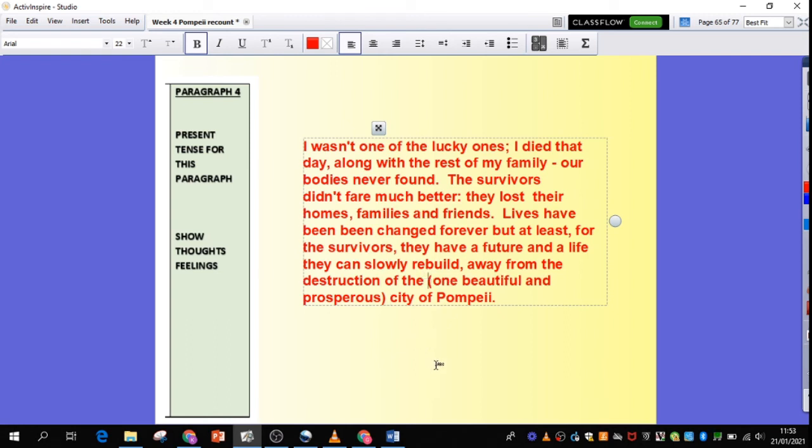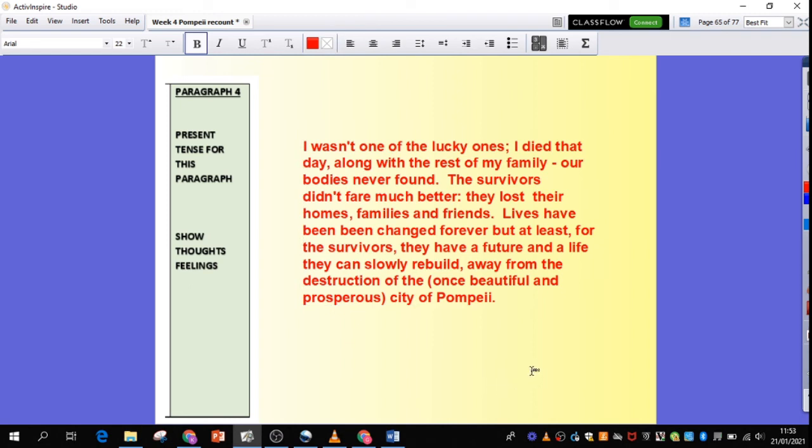Okay, I wasn't one of the lucky ones. I died that day along with the rest of my family, our bodies never found. The survivors didn't fare much better. They lost their homes, families and friends. Lives have been changed forever, but at least for the survivors, they have a future and a life they can slowly rebuild, away from the destruction of the once beautiful and prosperous city of Pompeii.